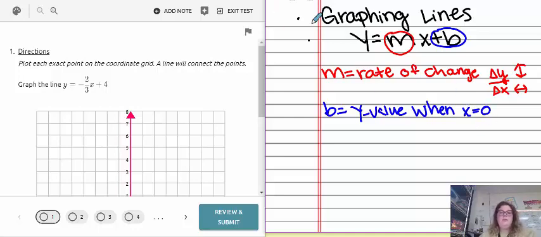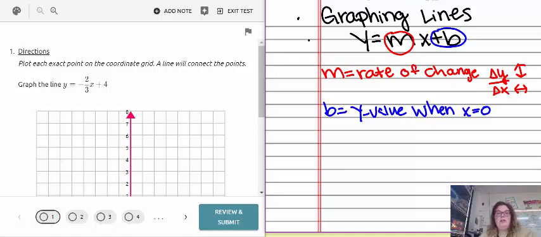Okay, so what we're going to be doing today is we are going to be given one of those equations, y equals mx plus b, where m and b have numbers instead of the letters, and we're actually going to graph the line instead of seeing the line and then writing the equation. So we're kind of working backwards today.